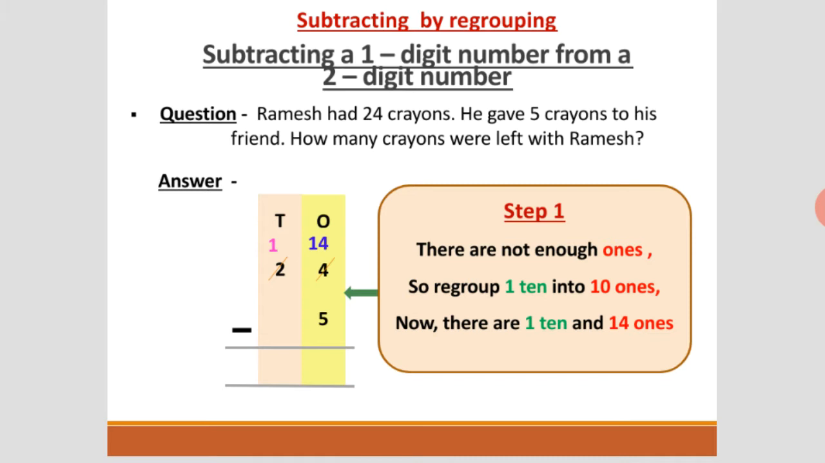Now write the numbers according to the place value. Subtract the ones. As 4 is less than 5, we cannot subtract 5 from 4. So we need to regroup the 2 tens into 1 ten plus 10 ones. Now write 1 in the tens column and 10 plus 4 to get 14 ones. Write 14 in the ones column.